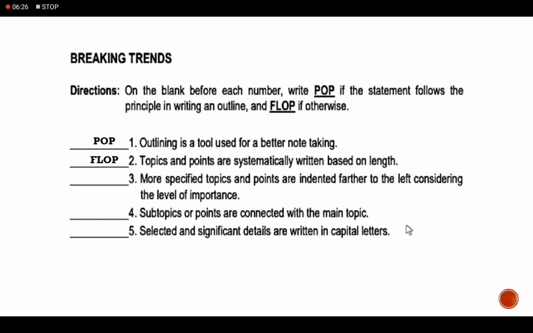Number 3, more specified topics and points are indented farther to the left considering the level of importance. Pop or flop? The answer? Flop. Number 4, subtopics or points are connected with the main topic. Answer? Pop. That's correct. Selected and significant details are written in capital letters. The answer? Flop.